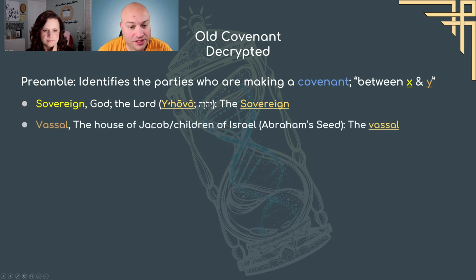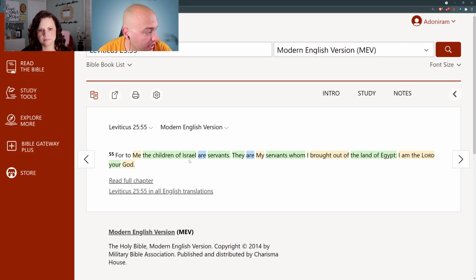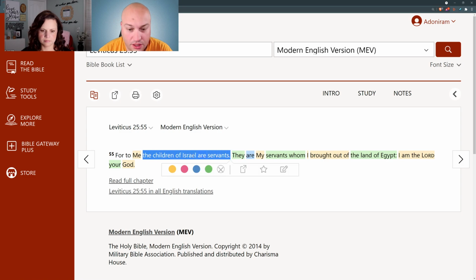The vassal is the house of Jacob, the children of Israel. It's a synonym. House of Jacob, children of Israel. We can think of this as Abraham's seed. The reason I put the term Abraham's seed is because when the new covenant is brought up, it uses this concept of Abraham's seed. So they are the vassal. Again, the same text: the children of Israel are God's servants.